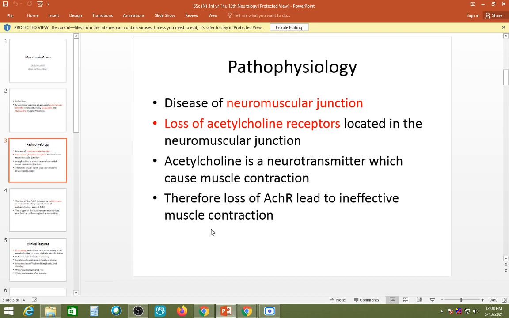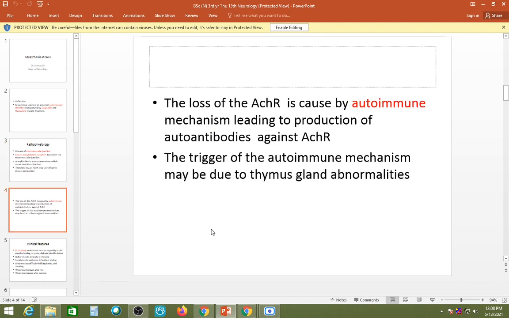And if the muscles don't contract, the person cannot walk, the person cannot do the activities of daily living, because the muscle has to contract for movement. Otherwise, there will be no movement. So that is the reason the muscles become weak, and muscle movement is affected in myasthenia gravis. I'll come to this again.